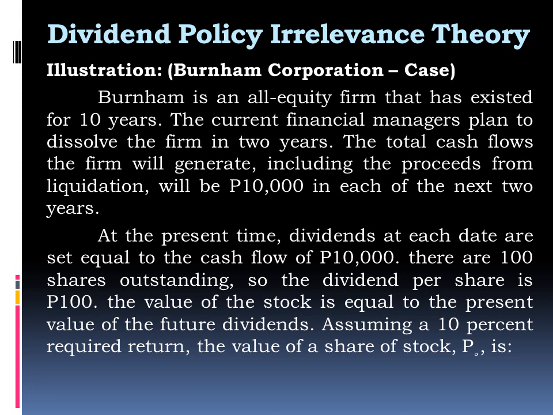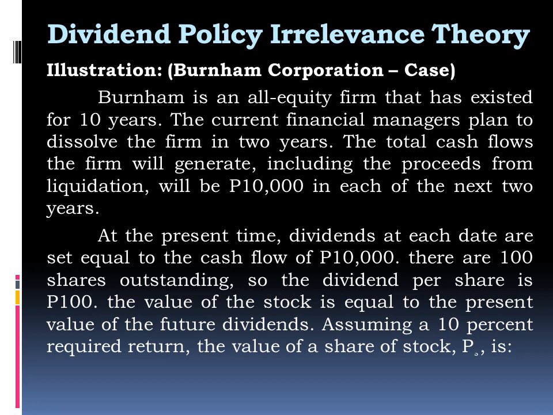And to give an illustration, let's have this simple case of Burnham Corporation. So Burnham is an all-equity firm that has existed for 10 years. The current financial managers plan to dissolve the firm in 2 years. The total cash flows the firm will generate, including the proceeds from liquidation, will be 10,000 pesos in each of the next 2 years. At the present time, dividends at each date are set equal to the cash flow of 10,000 pesos. There are 100 shares outstanding, so the dividend per share is 100 pesos.